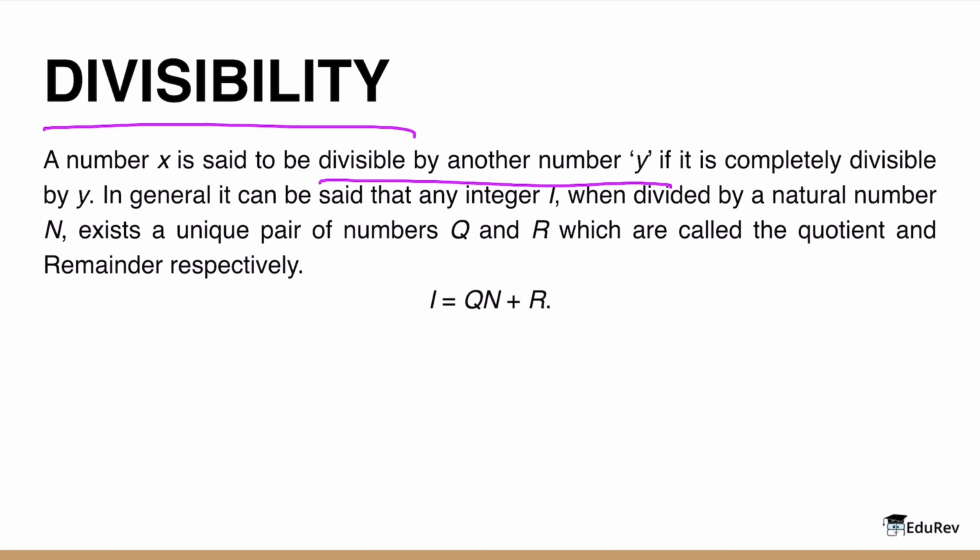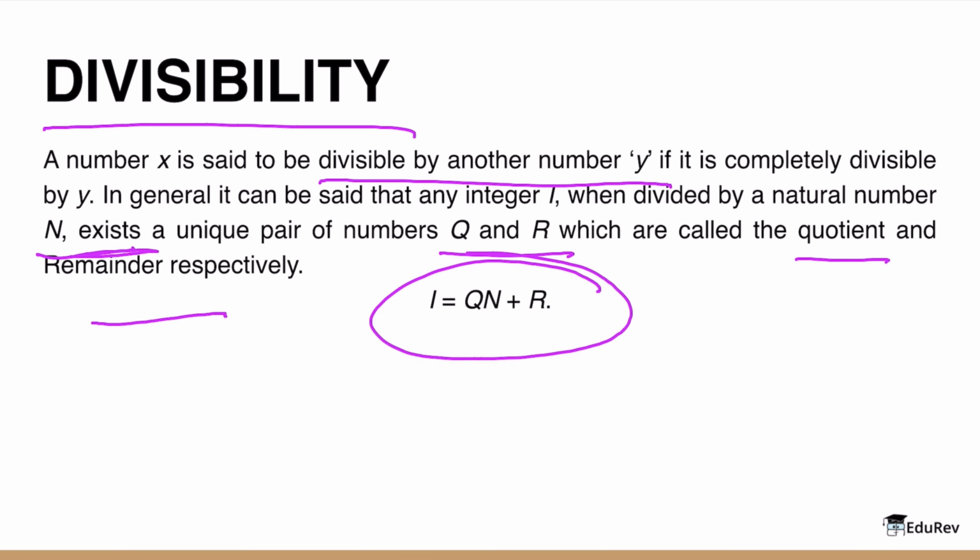Now in general it can be said that any integer I when divided by a natural number n, there exists a unique pair of numbers q and r which are called your quotient and your remainder respectively. I can also say that I equals qn plus r, where q is nothing but an integer and n is a natural number or 0. Alright, that means remainder has to be a whole number less than n. So this is nothing but your remainder and this is nothing but your quotient, where n is what? Your natural number, right?